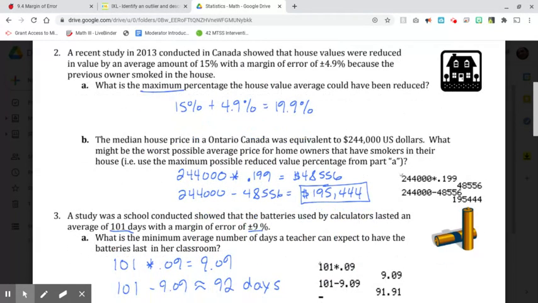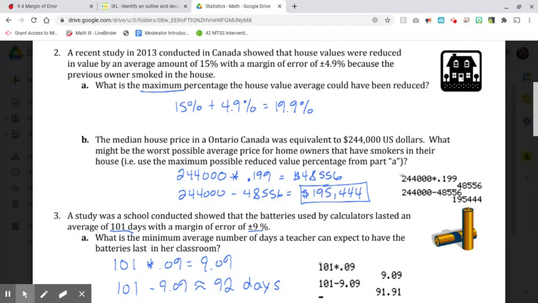Number 2, a recent study in 2013 conducted in Canada shows house values were reduced in value by an average amount of 15%, but the margin of error was plus and minus 4.9%, because the previous owner had smoked in the house. What is the maximum, that means the biggest, percentage that the house value could have been reduced?